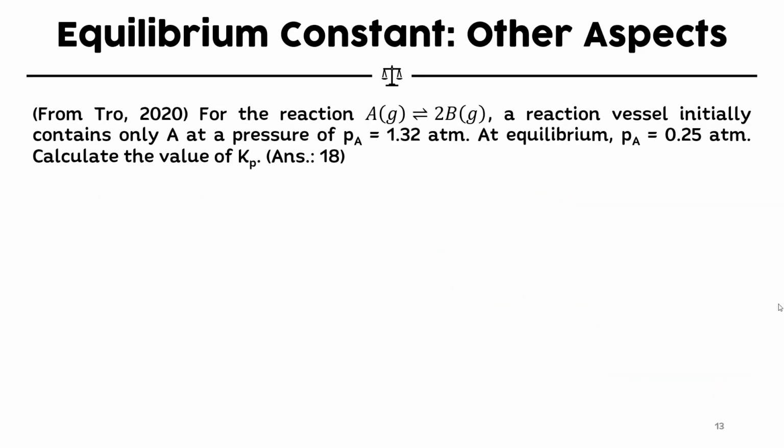So let's have our last example here for the reaction. For the hypothetical reaction as shown here, a reaction vessel initially contains only A at the pressure of 1.32 atmospheres. At equilibrium, the partial pressure of A is already down at 0.25 atmospheres. Calculate the value of Kp. So we already have our answer here. We just need to know how to arrive at this answer.